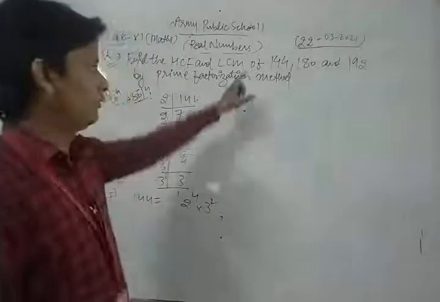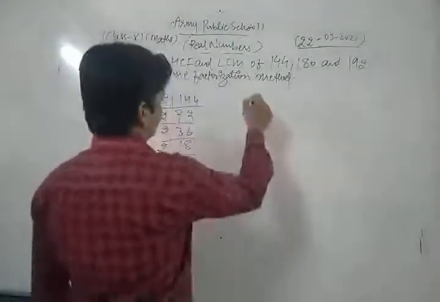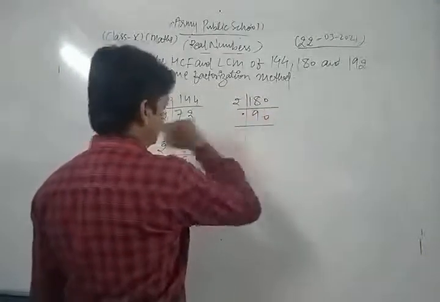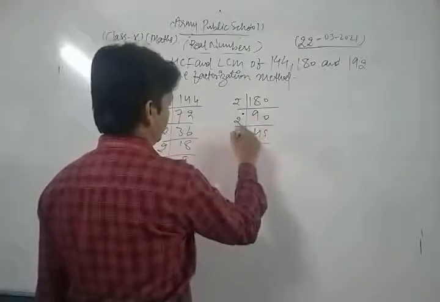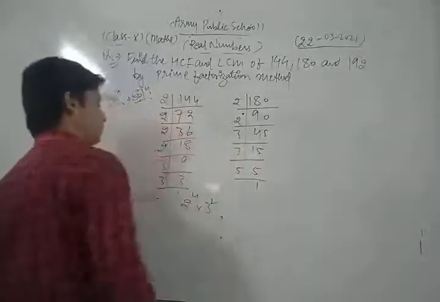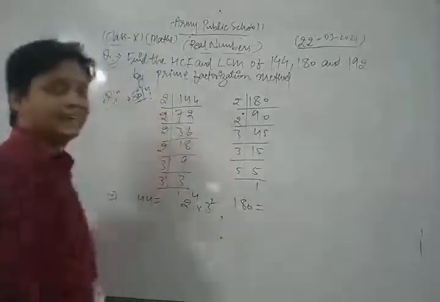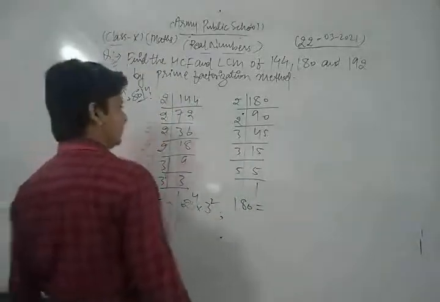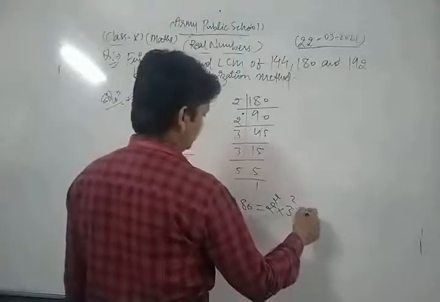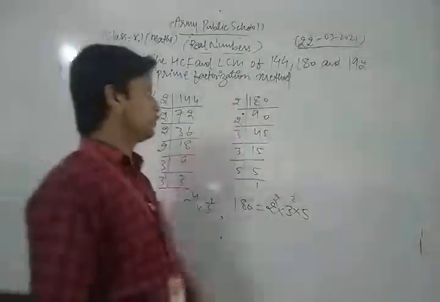Similarly, we do the prime factorization of 180. Dividing by 2 twice gives 45. Then dividing by 3 twice gives 5, and then dividing by 5 gives 1. So the prime factorization of 180 is 2 power 2 into 3 power 2 into 5 power 1, and we write simply 5. Similarly, we do the prime factorization of 192.